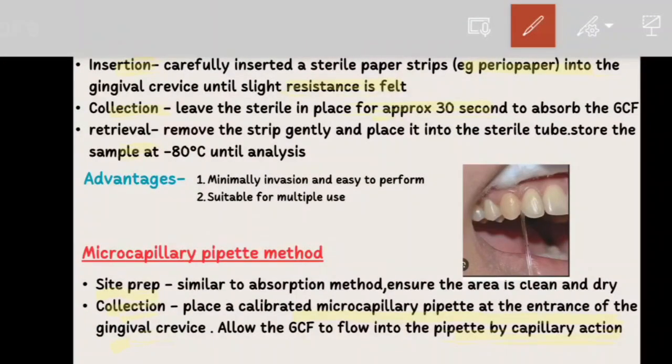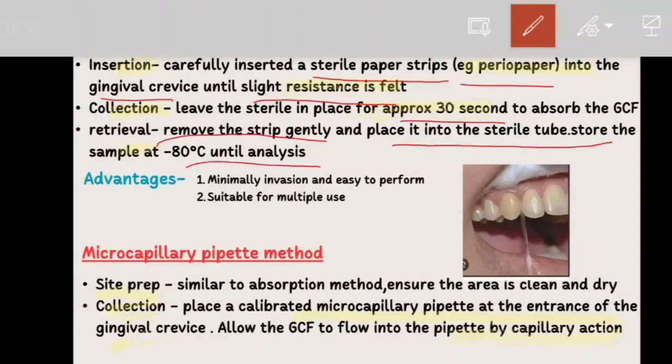So now insert a sterile paper strip like perio paper into the gingival crevice until slight resistance is felt. Then leave it for 30 seconds to absorb the GCF. Then remove the strip gently and place it into a sterile tube. Store the sample at minus 18 degrees Celsius until analysis. So what is the advantage? The advantage is that it is minimally invasive, easy to perform, and suitable for multiple samples.